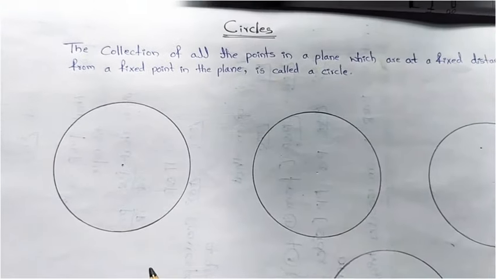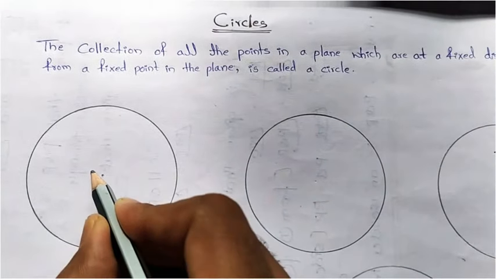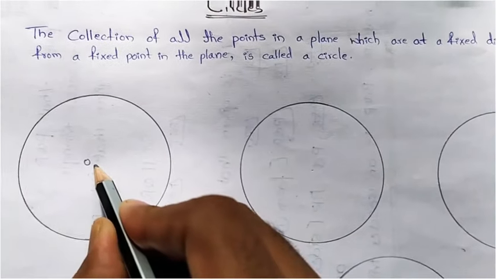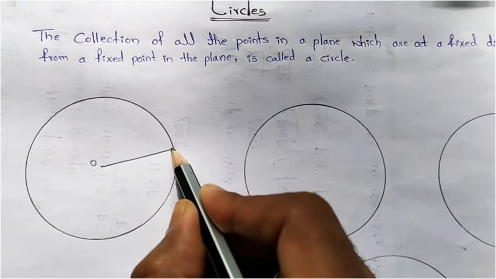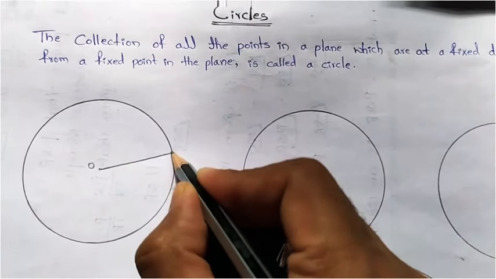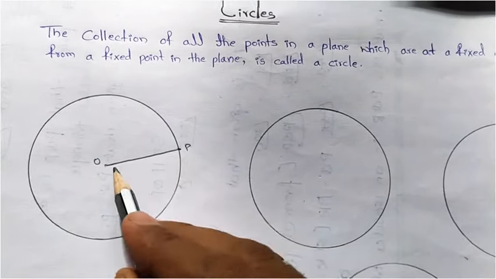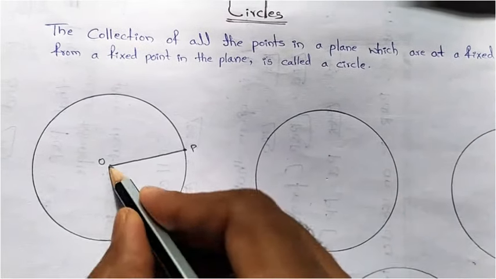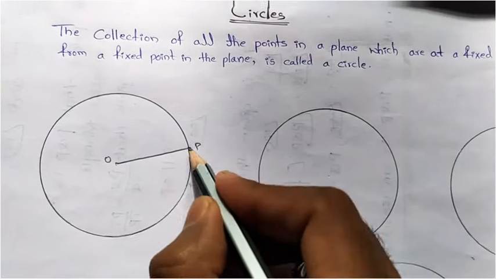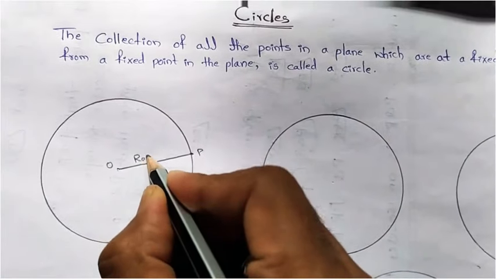In your fair book, write the definition of the circle, draw a few circles and mention the required terms. Here I told the fixed point is the center, so I am taking it as O, and if I take a line to join any one point on the circle, let us take it as P. This is the fixed distance. Wherever you draw this from O, you will get the same distance. That is called the radius.